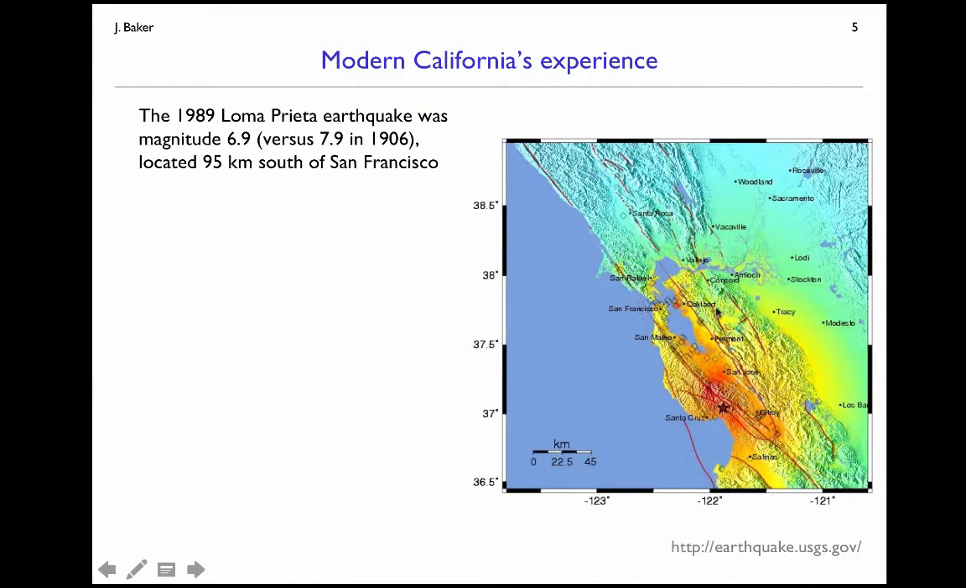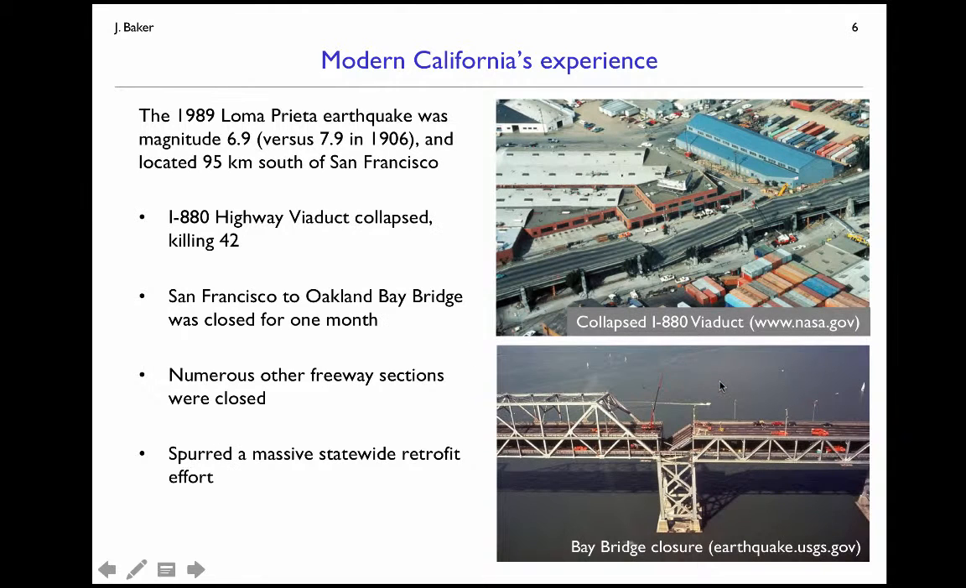The color shading here indicates the intensity of shaking throughout the region. And you can see that the earthquake was located far away from San Francisco and some of the northern parts of the Bay Area, and also that the strongest shaking occurred to the south of the urban region. Despite this, there was widespread impact.